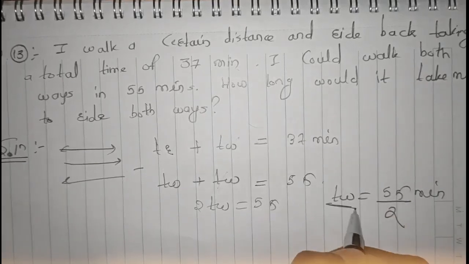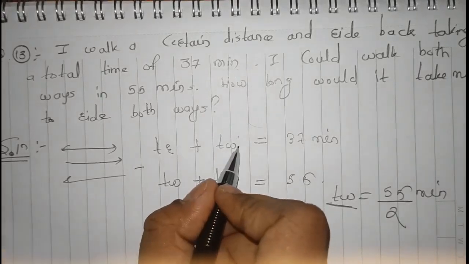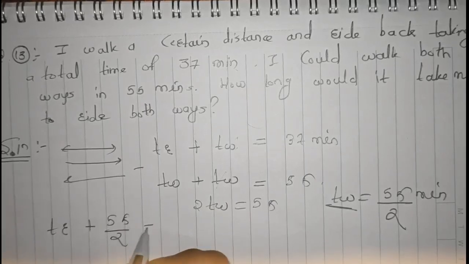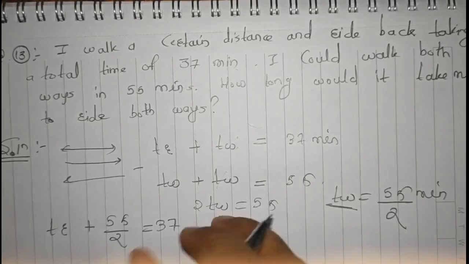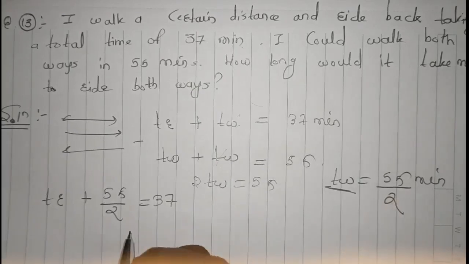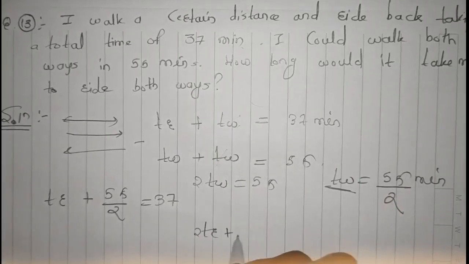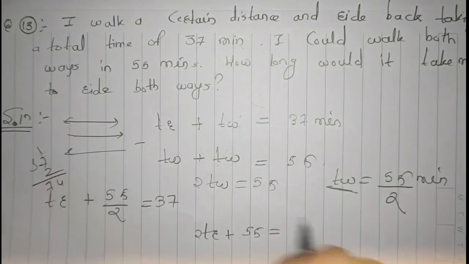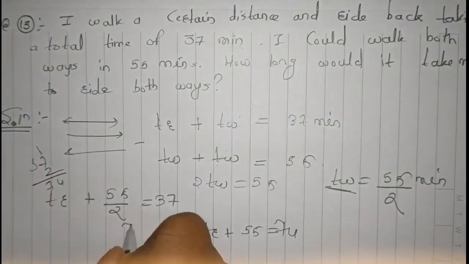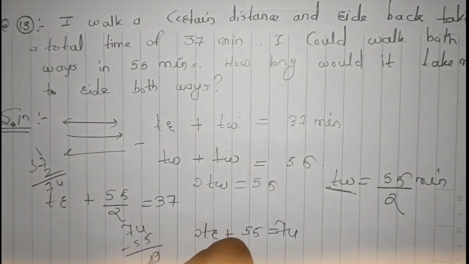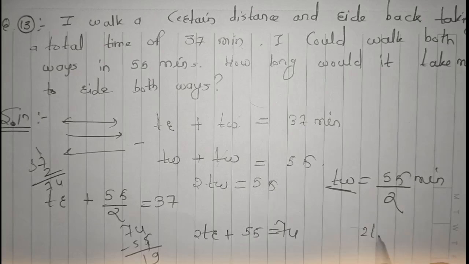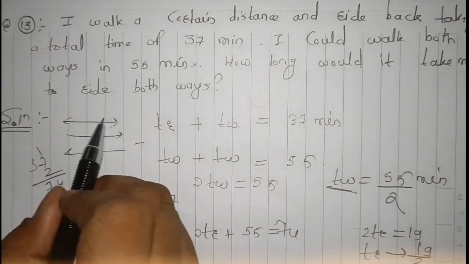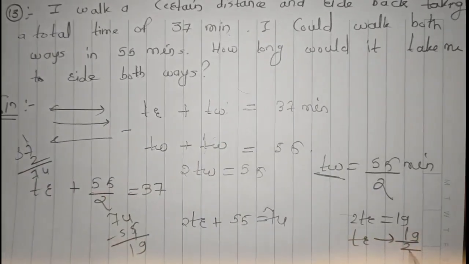This is our walking time. If we substitute the walking time in this, so TR plus 55 by 2 is equal to 37 minutes, right? It's a really simple question. So 2TR plus 55 equals 37 2s are. What is 37 2s are? 74. So 74. Now 74 minus 55, 19. So 2TR is equal to 19. Therefore our time taken for riding one way is 19 by 2 minutes.